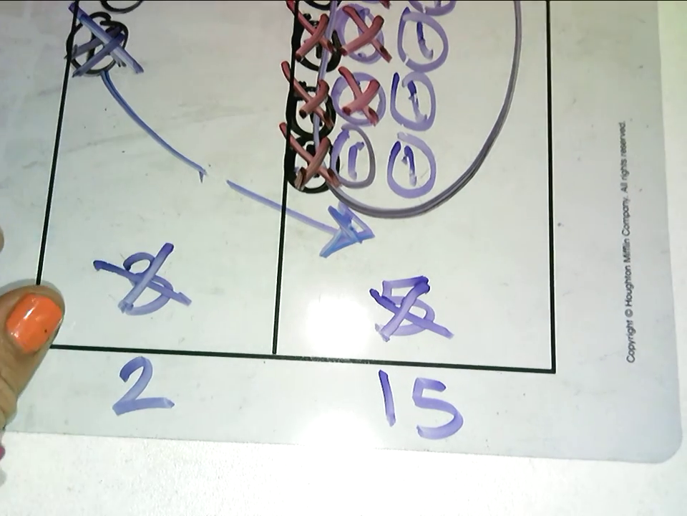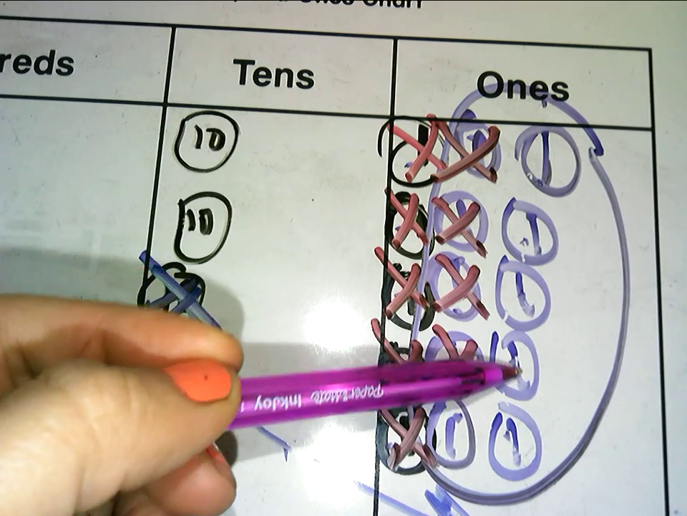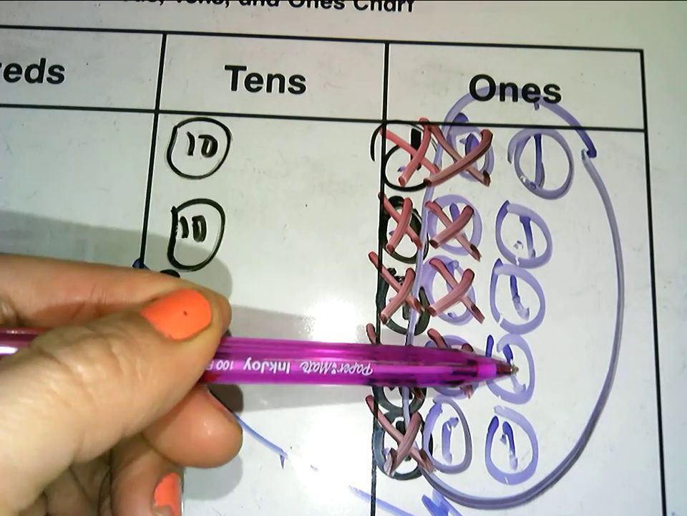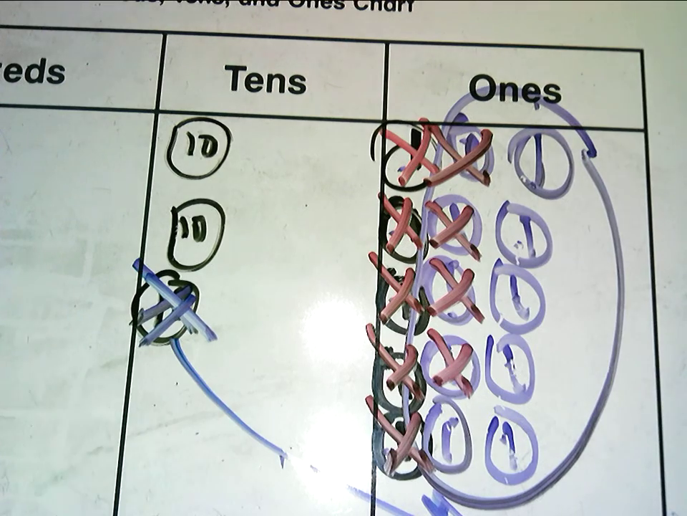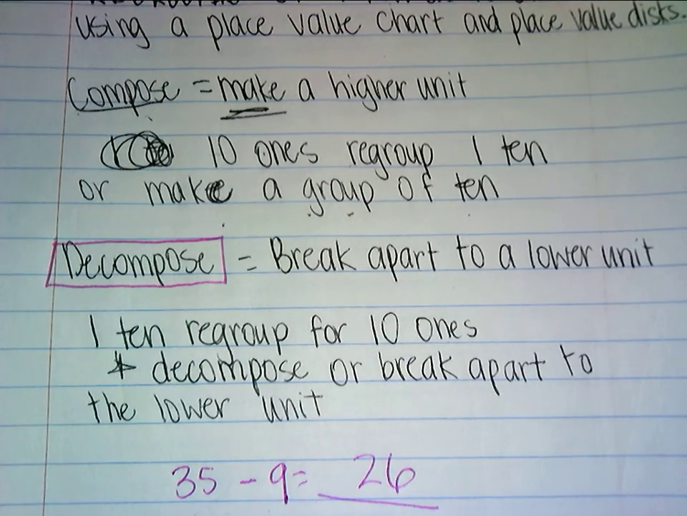Sorry, you can't see that. So you had 2 tens, and then 1, 2, 3, 4, 5, 6. So I have 10, 20, 21, 22, 23, 24, 25, 26. So my answer is 26. Okay, let's try it again.